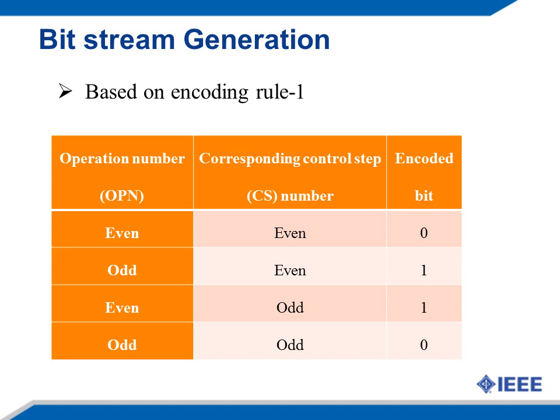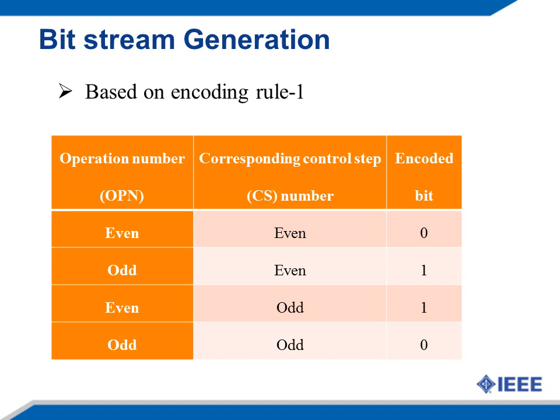So let us look at the encoding rule for the bit stream generation process. The rule says if there's a similar parity between the operation number of the data flow graph and the control step, then the encoded bit is 0. And if there is not the same parity between the operation number and control step, then the encoded bit is 1. In other words, as you can see in this table, the operation number is even and the control step is also even. In that case, it has the same parity, so the encoded bit becomes 0.